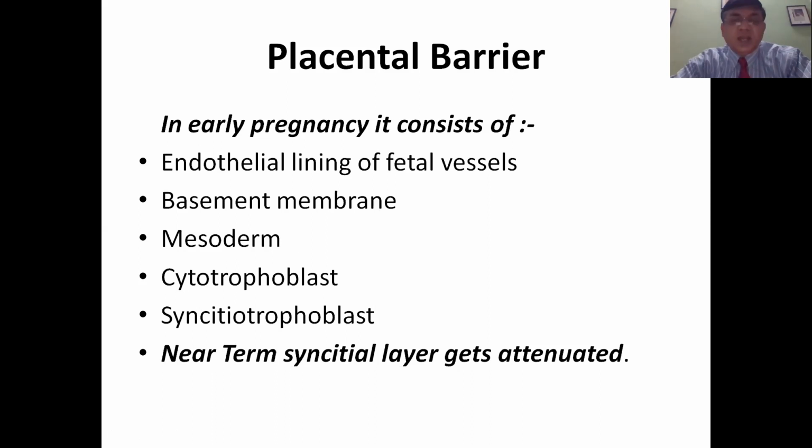I repeat, in early pregnancy, placental barrier consists of endothelial lining of the fetal vessels, basement membrane, mesoderm, cytotrophoblast, and syncytiotrophoblast. What happens near term is the syncytial layer gets attenuated.